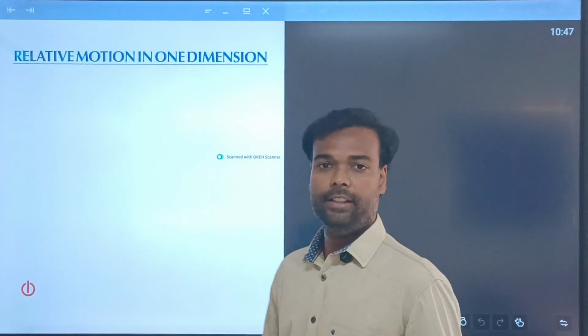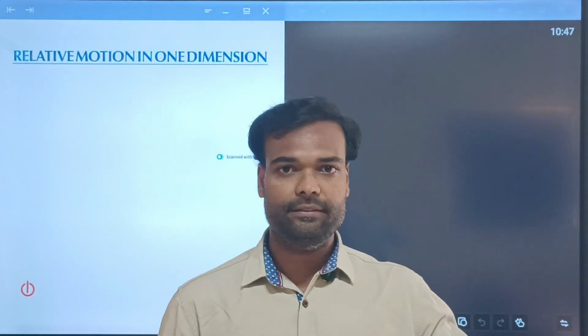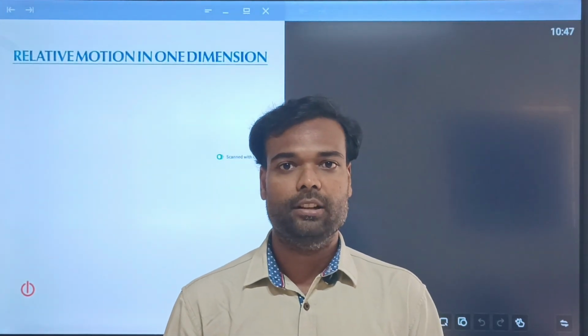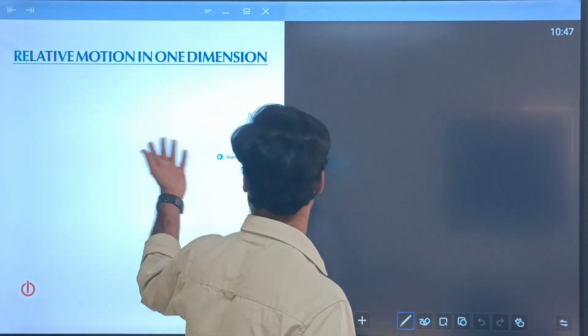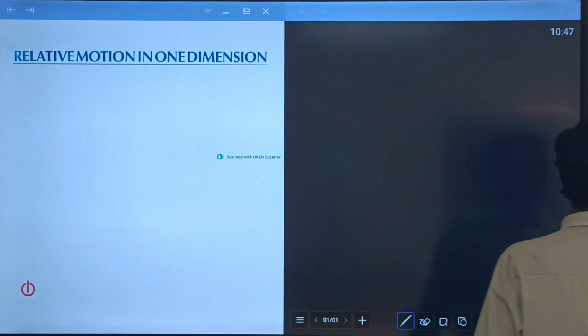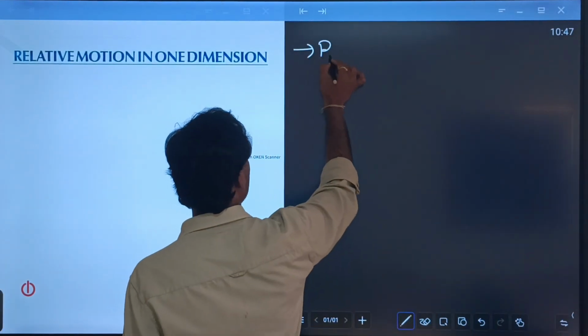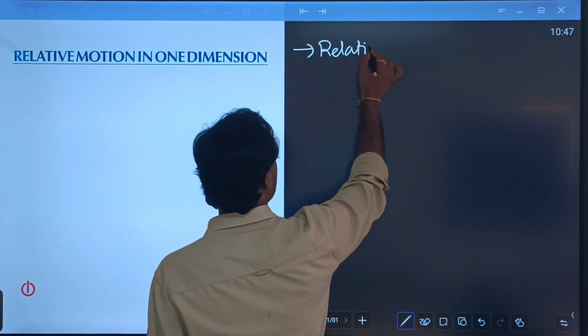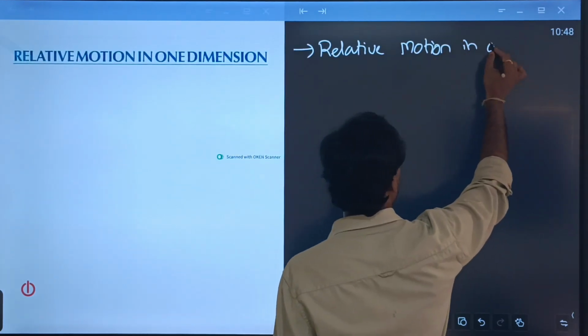We have successfully completed uniformly accelerated motion equations in the horizontal plane and in the vertical line yesterday, and today we are going to discuss relative motion in one dimension. Relative motion in one dimension. Now see, relative motion in one dimension.